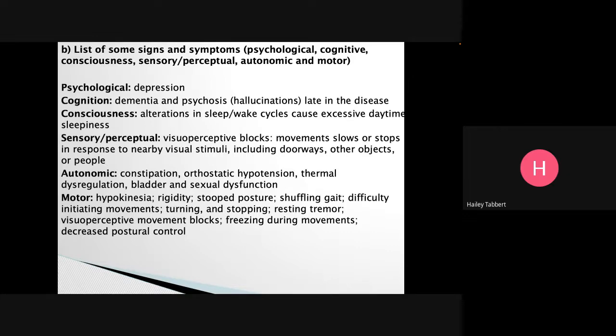So when you're answering this question, when you list the signs and symptoms, try to list some from different categories. Don't just give me 5 of the motor ones. Try to list a couple of different ones.